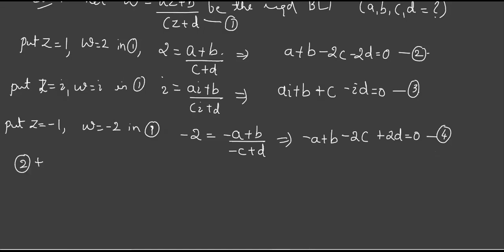So after seeing this, I can easily form one more equation. I'll add equations 2 and 4, so a will be cancelled. Add the LHS parts. a minus a is 0, b plus b, because we are adding it, is 2b. Minus 2c minus 2c is how much? Minus 4c. Now, minus 2d plus 2d, concentrate on equations 2 and 4, is how much? 0. Equal to 0.